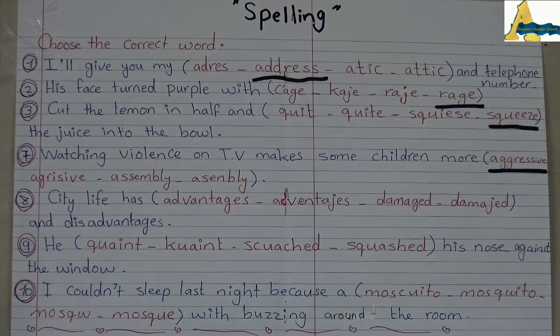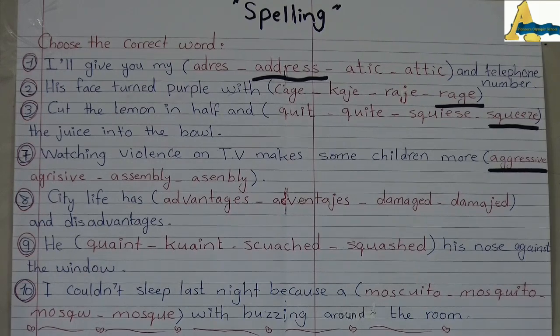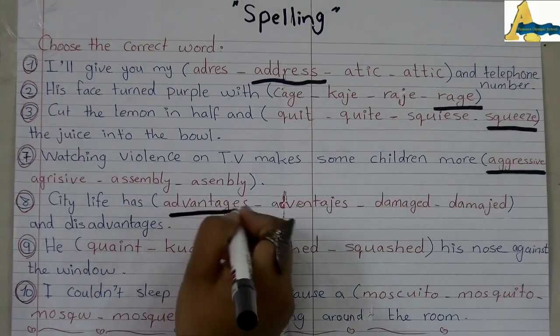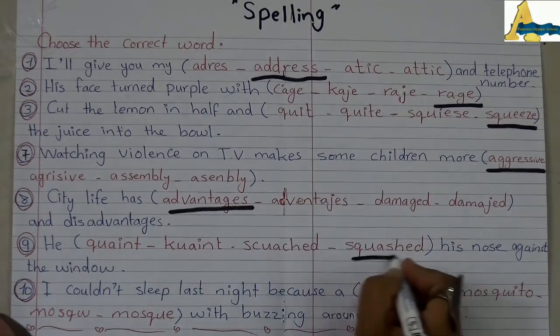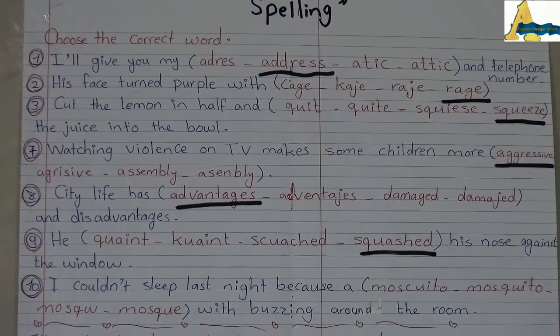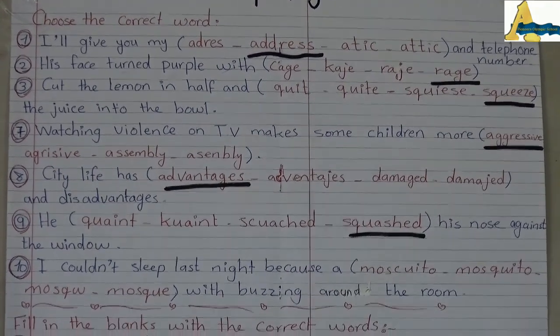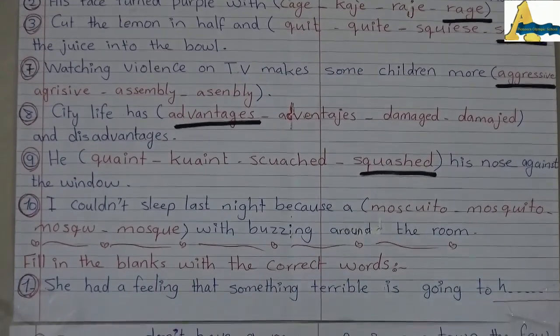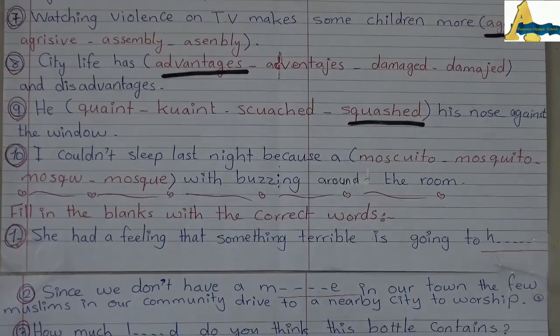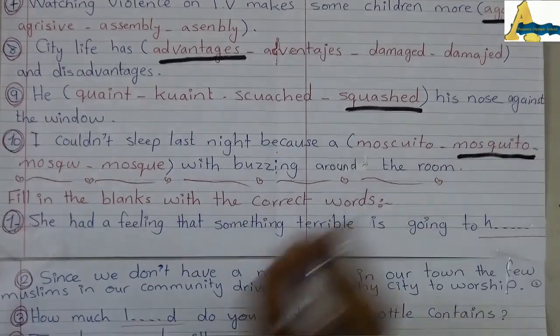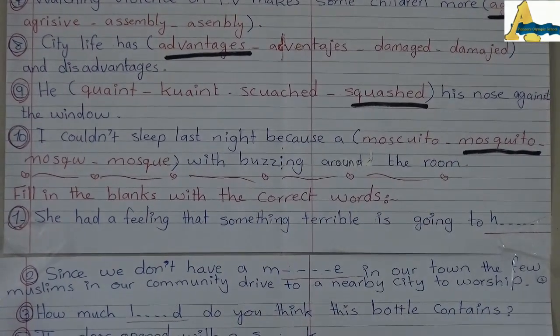Number 8, city life has advantages and disadvantages. He squashed his nose against the window. Number 10, I couldn't sleep last night because a mosquito was buzzing around the room.